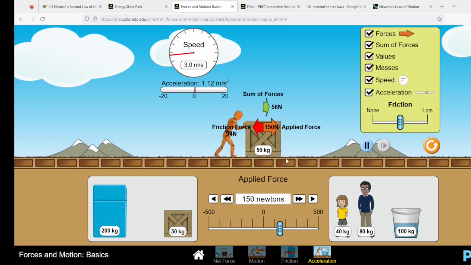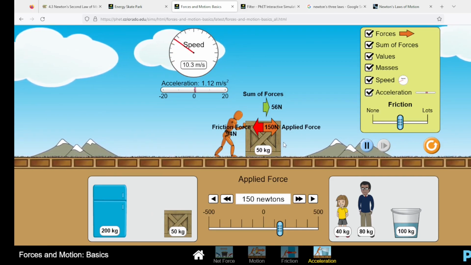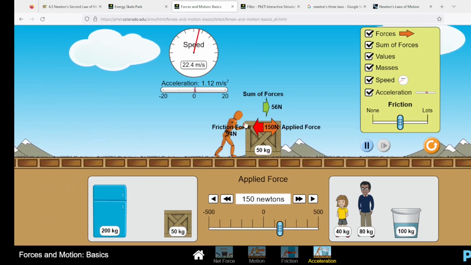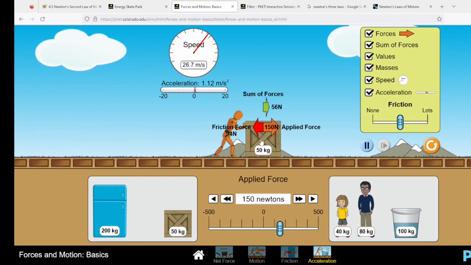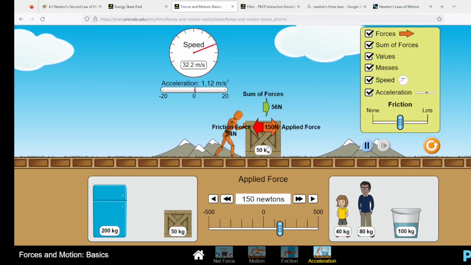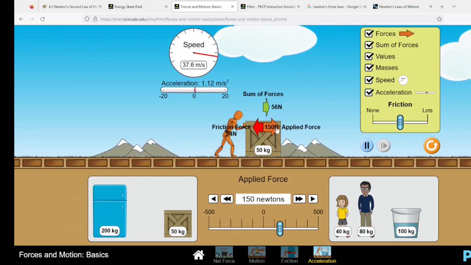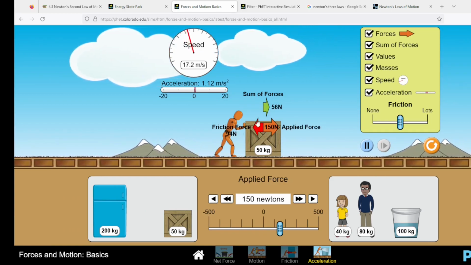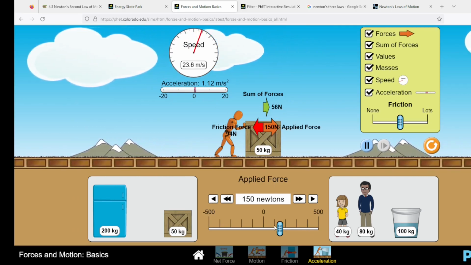Well, it looks like we've exceeded that limit now. By going to 150 newtons of applied force, we exceeded the maximum force of static friction. And so the moving friction that this box has on it from the ground, the friction force between the box and the ground, is 94 newtons. So you can see 150 minus 94 is going to give us 56 newtons. And here, I'm going to pause this.